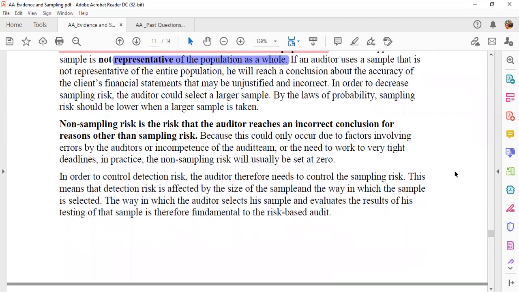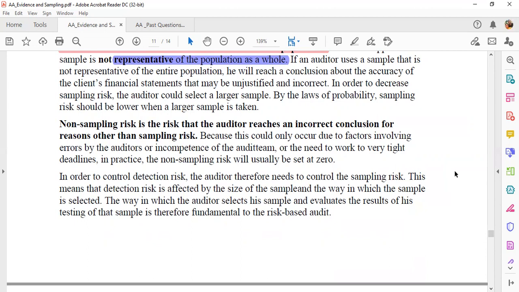So we have the second one called non-sampling risk. Non-sampling risk is the risk that the auditor forms a wrong conclusion for reasons other than sampling. The wrong conclusion is unrelated to sampling risk.